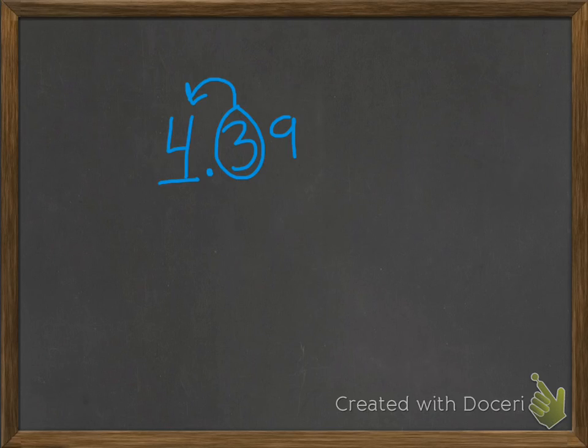3 is 4 or less. So the 4 is going to rest. Rest means it's going to stay the same. It stays a 4. And everything after that underlined place turns to a 0. So it's 4.00, or you know that's just going to be 4.